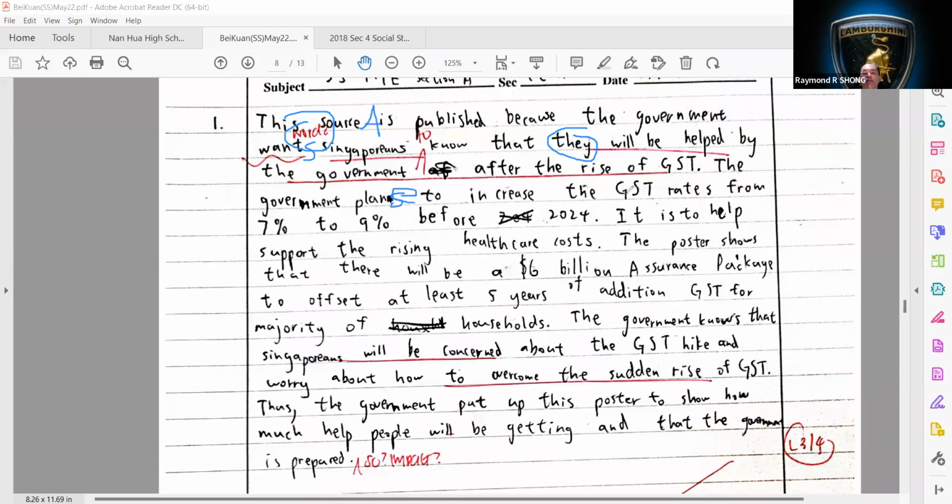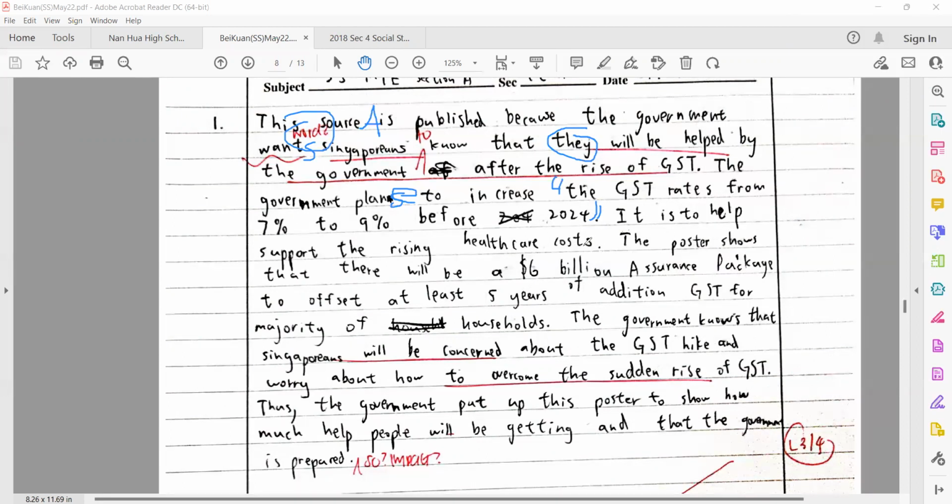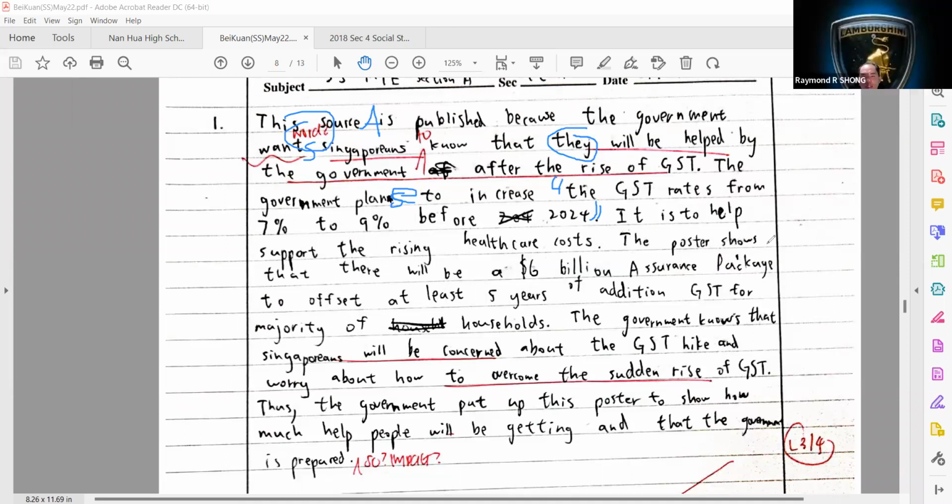Okay, the government plans to increase the GST. So it plans to increase the GST rates from this to this. Then you must put that the call is to help. This implies it can be supported. This shows that they support the rising healthcare costs. It is to help support the rising healthcare costs. The poster shows that there will be a 6 billion assurance package to offset at least 5 years of additional GST. Okay, this one, yes.